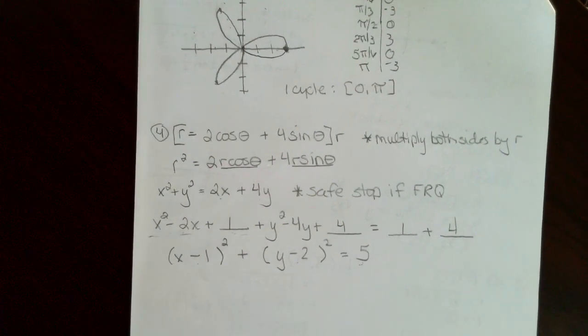Okay, we have one more. Problem number 5. I'm going to do this on another page. This is going to take a little bit of room on this one, okay? Number 5 says, find dy/dx for the equation r equals sine theta.